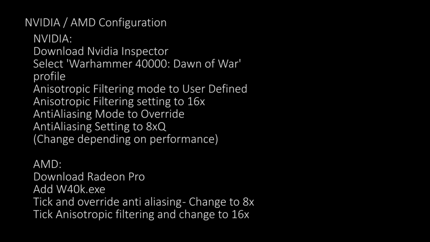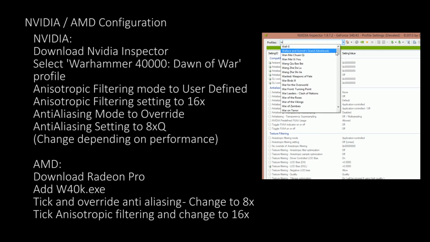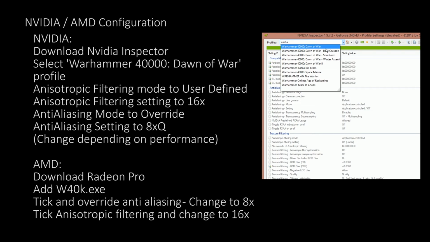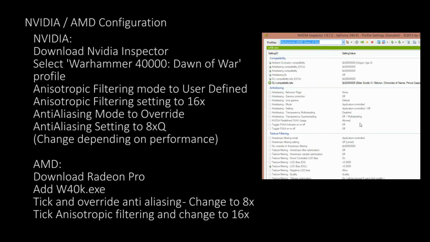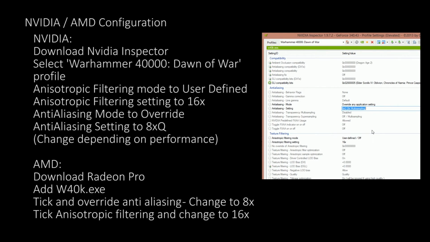This next section covers NVIDIA and AMD specific changes. Both require specific software to make the changes. For NVIDIA, download the NVIDIA Inspector app. Open the Profile Settings menu, then find Warhammer 40,000 Dawn of War in the Profiles. Change anisotropic filtering mode to user defined, anisotropic filtering settings to 16 times, anti-aliasing mode to override, and anti-aliasing settings to 8x. You can reduce this value if you have low performance. Then apply the changes.